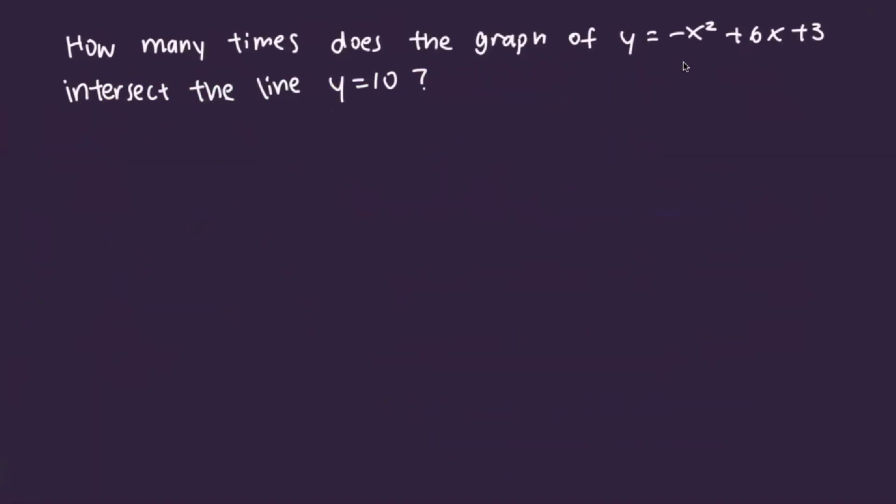How many times does the graph of x equals negative x squared plus 6x plus 3 intersect the line y equals 10? First, we substitute. We plug in the y value. Our y value, 10, will be 10 equal to negative x squared plus 6x plus 3. And move everything to one side, we'll have 0 equals negative x squared plus 6x minus 7.